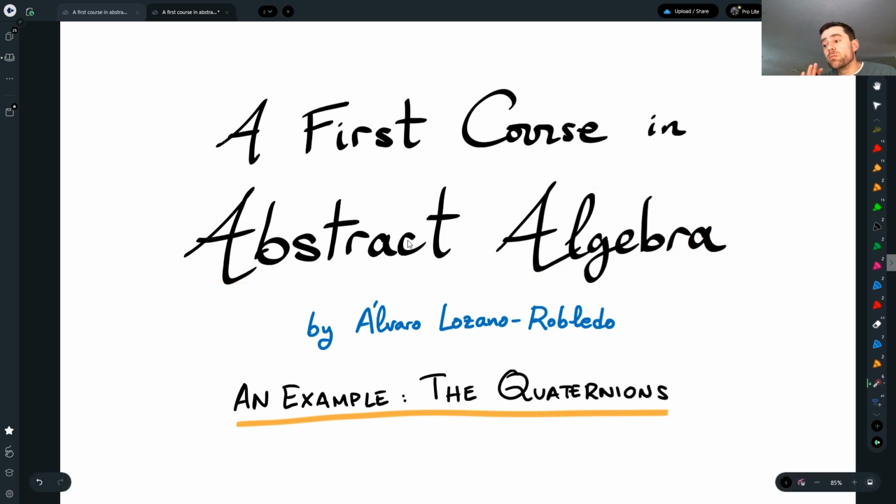Today I want to take a break and step back and review everything we have done so far by discussing one example of a group that I haven't talked about, which is a very important group in group theory and in other areas, which is the Quaternions, Hamilton's Quaternions.